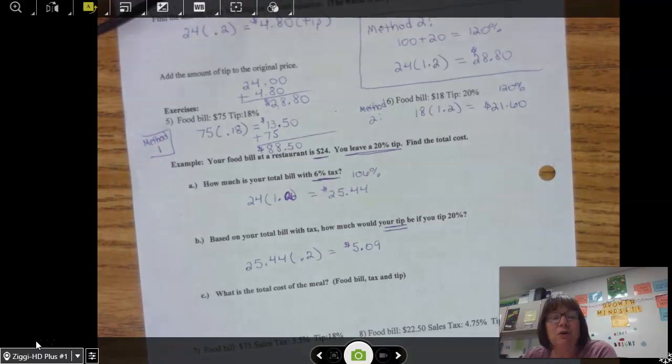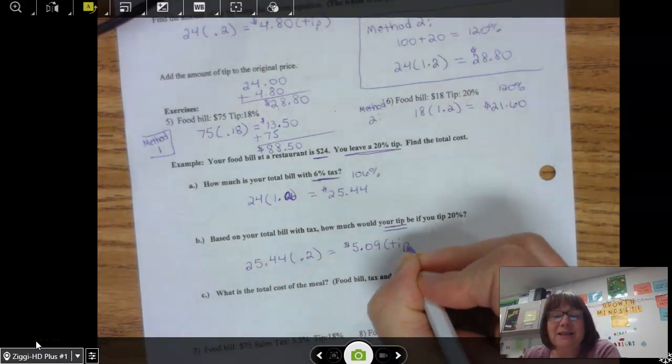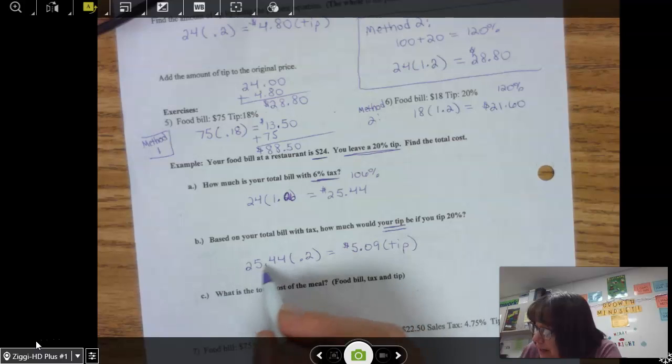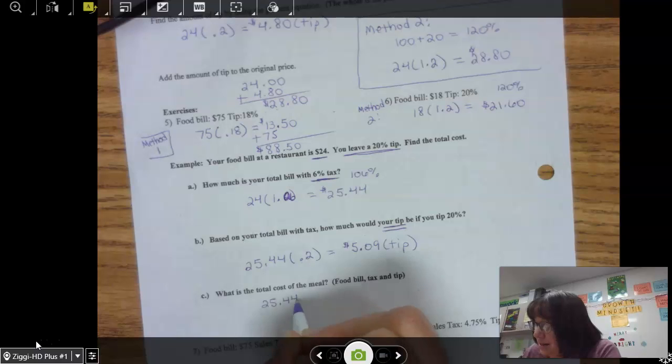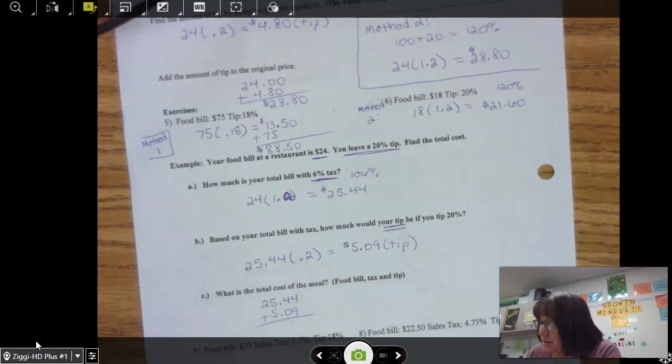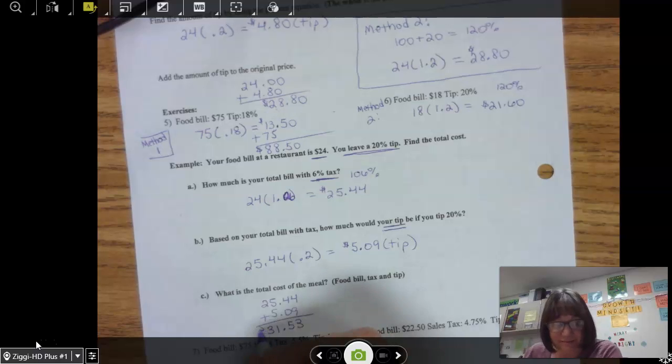Now, what's the total cost of the meal? I'm going to put down that was my tip. Okay, now I take the total cost I paid with tax, the $25.44, because I have to pay tax and tip, add on my tip, $5.09, and now I've got the total price of the meal, which is $31.53.